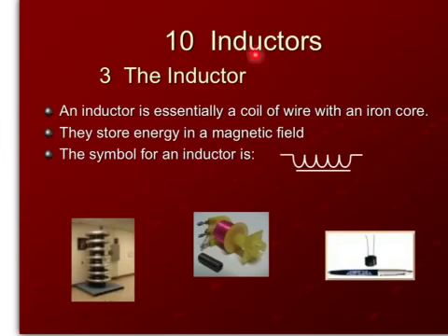10. Inductors. Part 3. The inductor itself. An inductor is essentially a coil of wire with an iron core. They store energy in a magnetic field. The symbol for the inductor is like this. That indicates a coil.